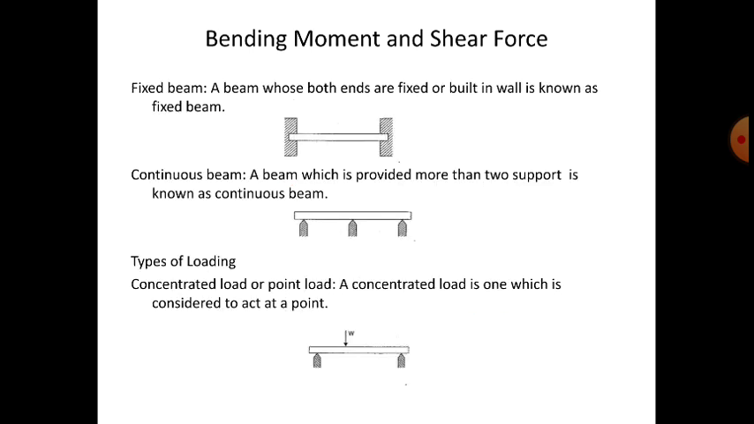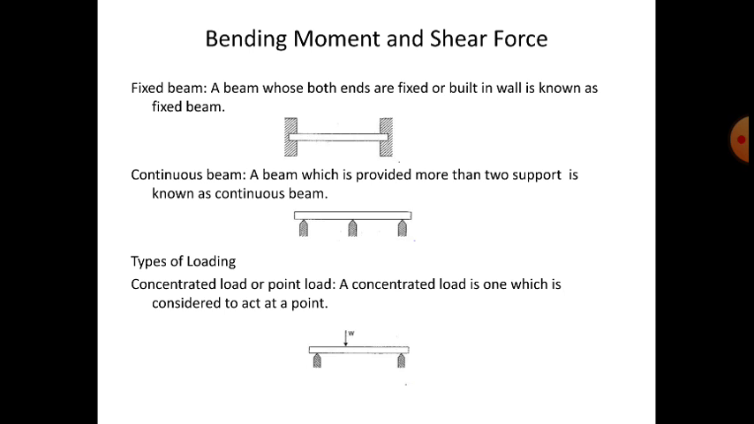Next is the fixed beam. When both the ends are fixed or built inside the wall, then that beam is called a fixed beam. Next is the continuous beam, the beam which is provided with more than two supports. More than two supports, that is known as a continuous beam. Okay, next is types of loading.